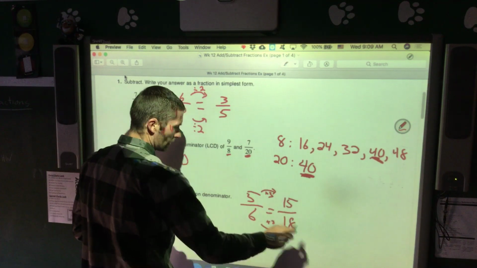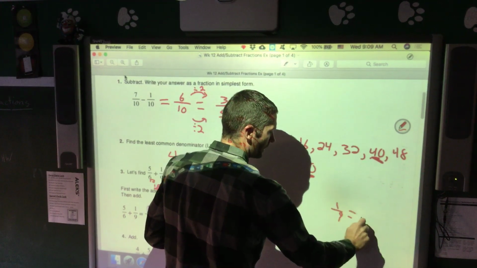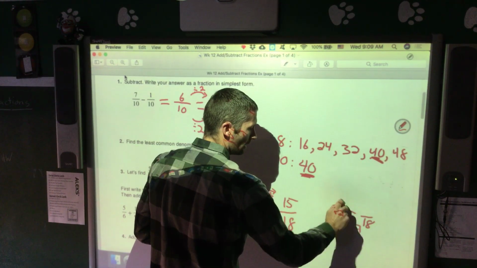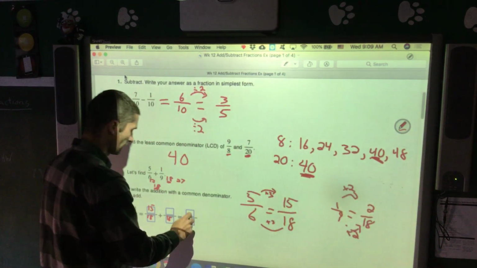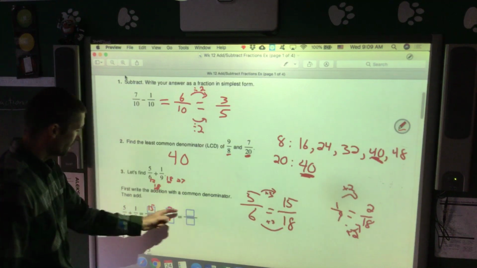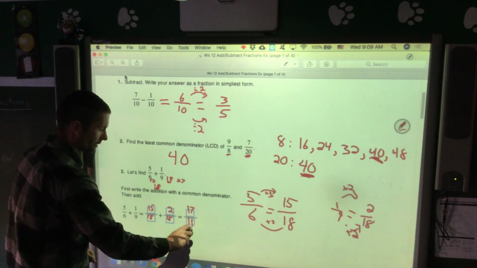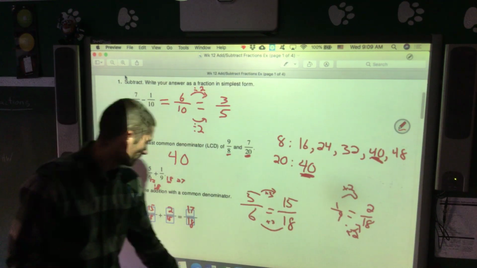And then 1/9 is the same as 2/18. 9 times 2 is 18. 1 times 2 is 2. So 2/18. So 15/18 plus 2/18 gives 17/18. That's already simplified. Okay.